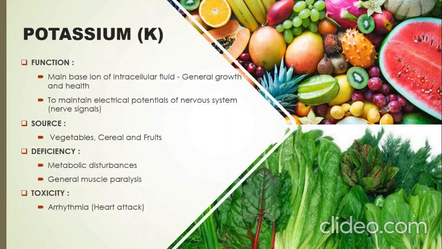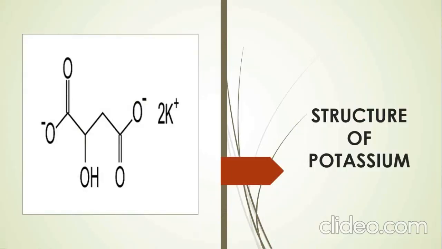Next is potassium. It is the main base ion of intracellular fluid for our general growth and health. It also helps maintain our nervous system. Potassium can normally be found in vegetables, fruit and also cereal. Therefore, we need to eat vegetables and fruit every day. Metabolic disturbance and general muscle paralysis are deficiencies of potassium, while arrhythmia is one of the toxicities of excess potassium. This diagram shows the structure of potassium.